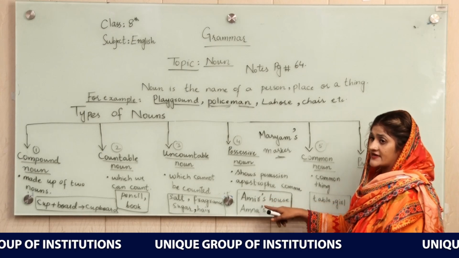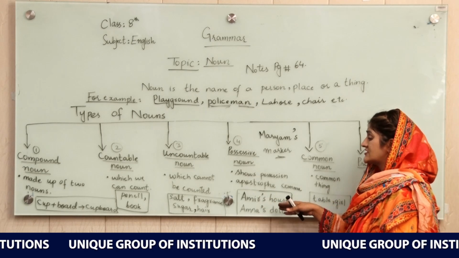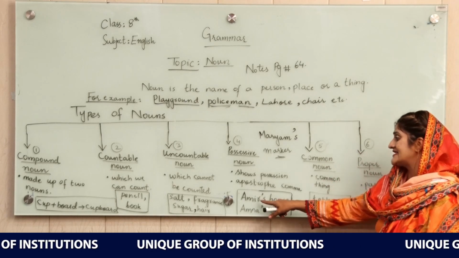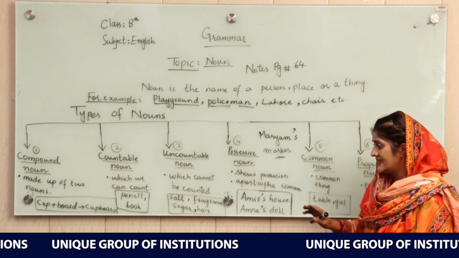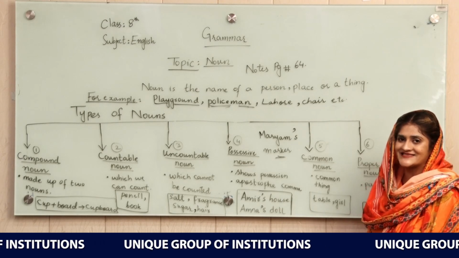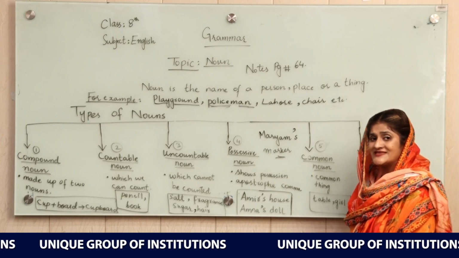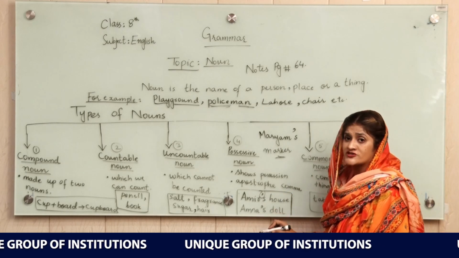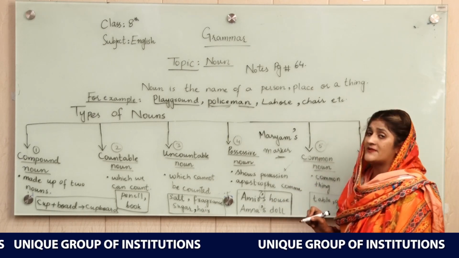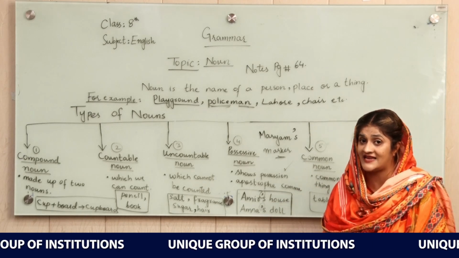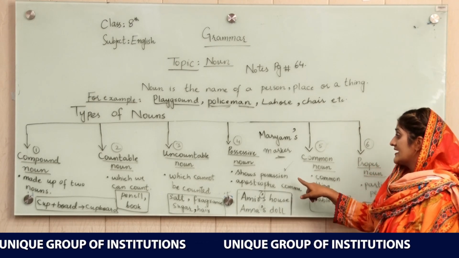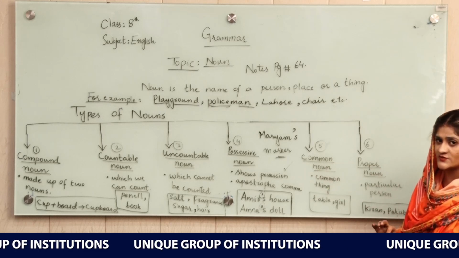For example, I have written that if this house is Amir's house, I can write it to tell his possession, that this is Amir's house. The next one is, if Amna is playing with her doll, I can say Amna's doll. As you can see, I have put an apostrophe slightly above, so it comes in the case of possession, because I am telling you that this thing belongs to me. So this fourth one I have discussed with you.